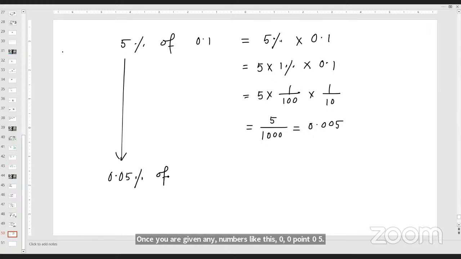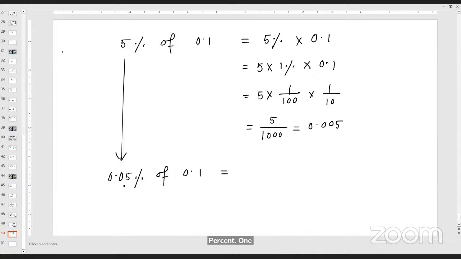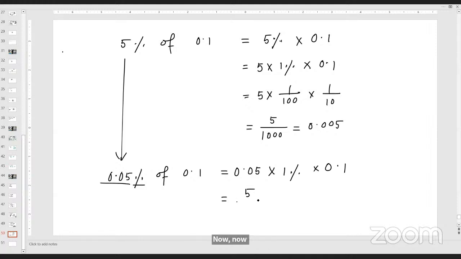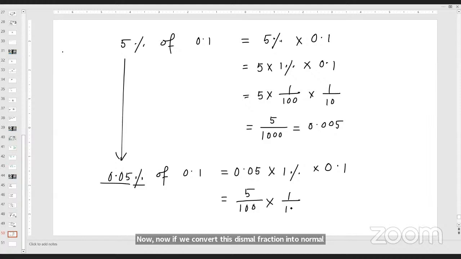Now instead of 5%, once we are given any numbers like this, 0.05% of 0.1. Now we just separate this, right? And now we can write down 0.05 multiplied by 1% multiplied by 0.1. Can you write down that? Yes, sir. Now if we convert this decimal fraction into normal fraction, we can write down 5 over 100 multiplied by 1 over 100 multiplied by 1 over 10, right?